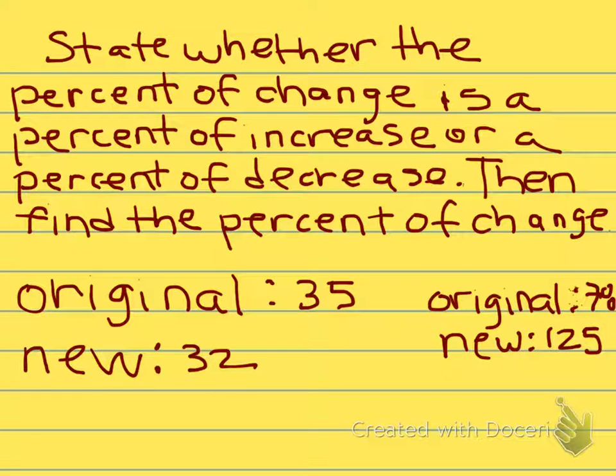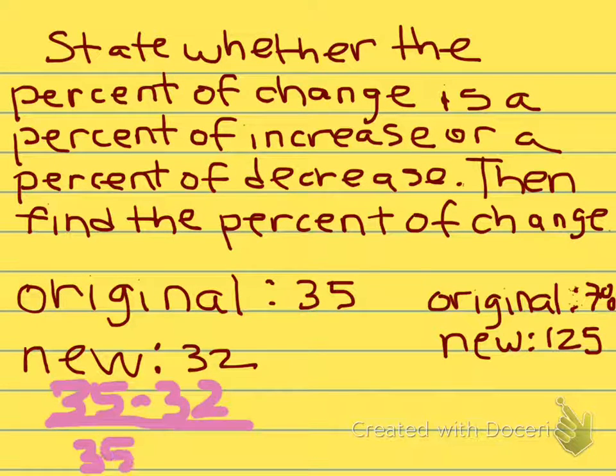Now we're going to state whether the percent of change is a percent of increase or a percent of decrease, and then we're going to find this percent of change. So we have two problems here. When we're finding the percent of change, we need to use the ratio where we subtract the two numbers. You always want to subtract the higher minus the lower because you don't want a negative number. And that's going to be our numerator, so 35 minus 32. And our denominator is always going to be our original number, which was 35.